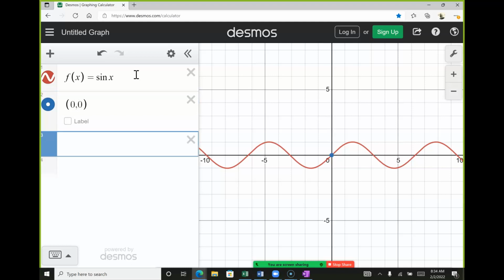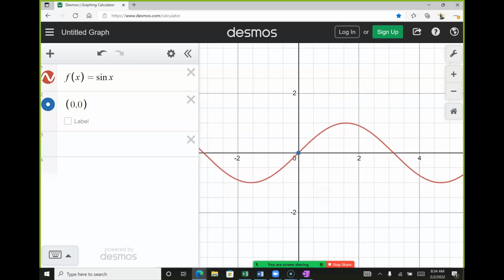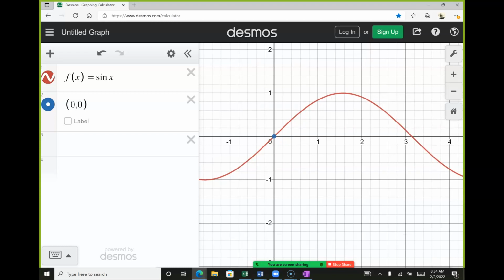Is seeing the sine function on the screen here stressing anybody out? Trig, stress anybody out? I want to put in my fixed point.